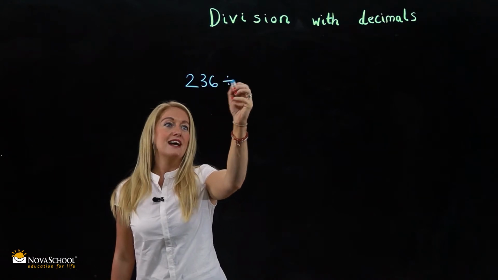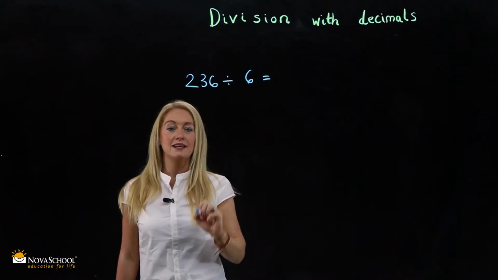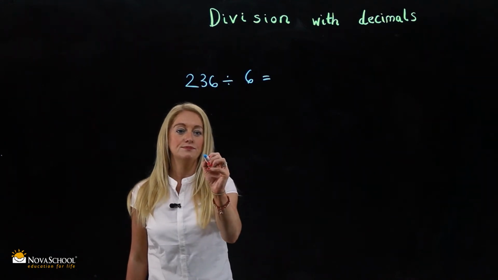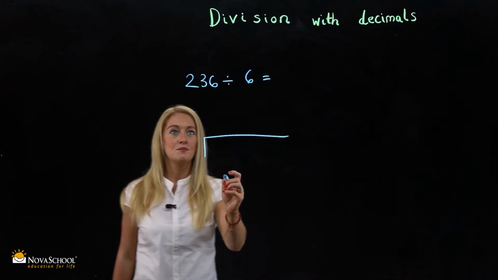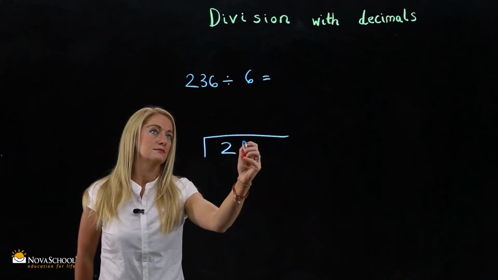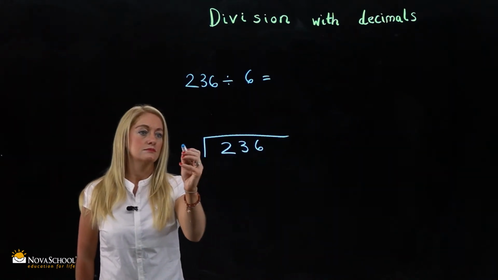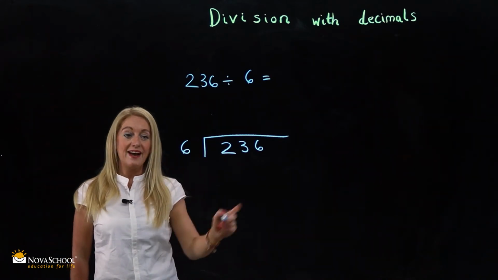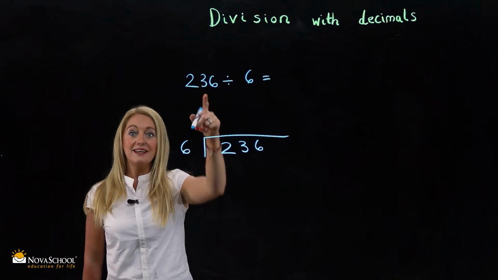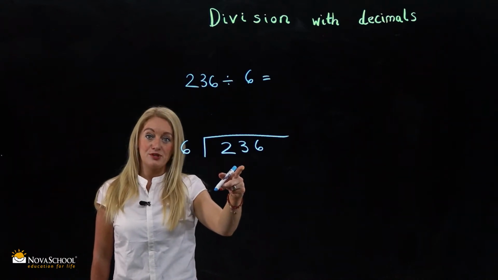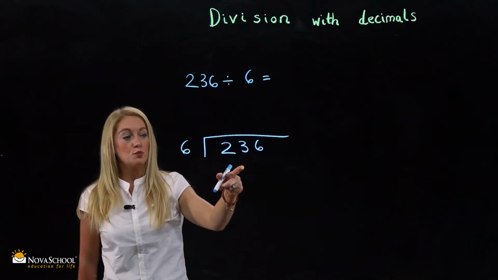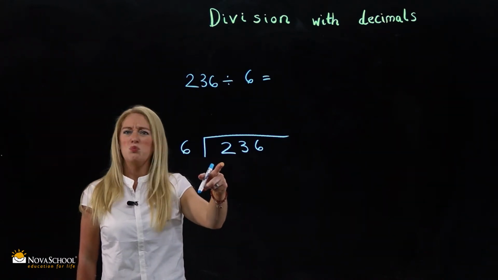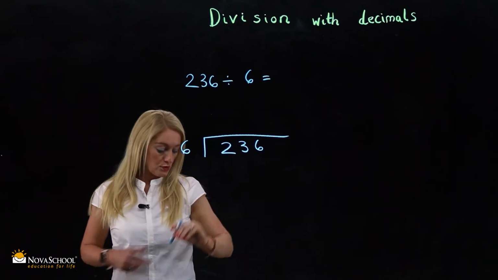236 divided by 6. Okay, so let's draw our bus stop and set out the question. Here we go. Okay, the 6 we are dividing by goes outside and the big number inside the actual bus stop. Okay, so let's start with 6, how many times does it go into 2? Well, no, it doesn't. So let's pop a small 0 in there.